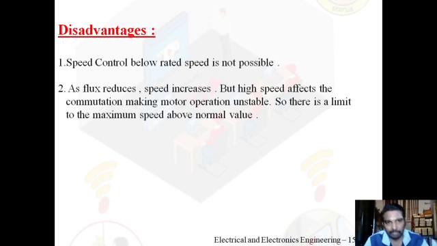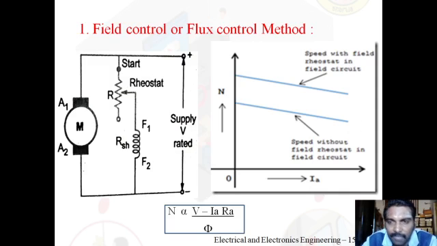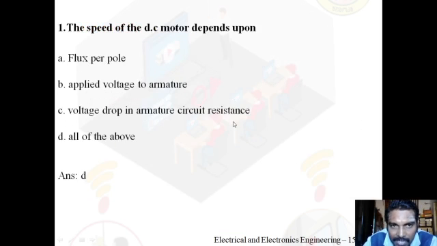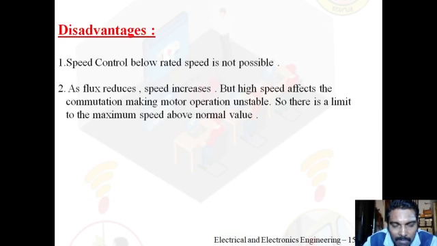Let us see the disadvantages. The first point, speed control below rated speed is not possible. If you observe the graph, this is the point of rated speed, and above rated speed we are getting the graph, but we cannot control the speed of the motor below the rated speed. That is the first disadvantage.